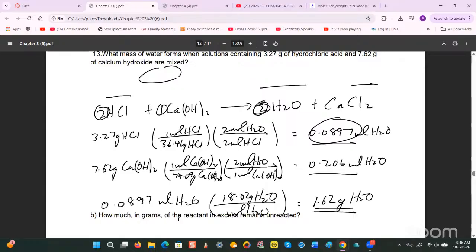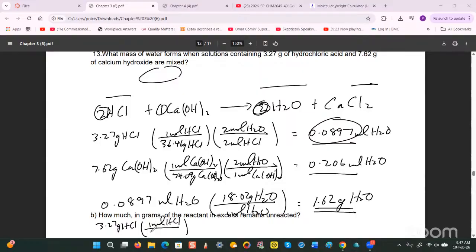How much in grams of the excess reactant remains unreacted? Okay, so basically, in order for us to answer that question, we have to identify which of the reactants will be the limiting reactant. And that, of course, would be the hydrochloric acid, right? And that's what we're going to start off with. We're going to start off with the 3.27 grams of the HCl. And what we're going to do is try to find out how much of the calcium hydroxide will react with this much acid, right? So we have to do the mole conversion first, like we did before.